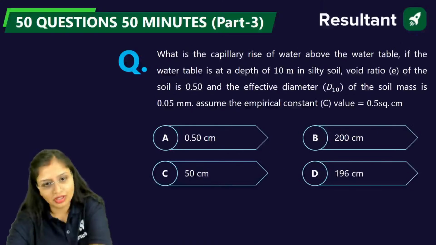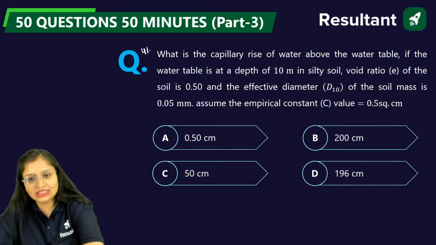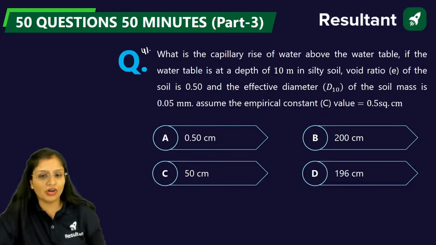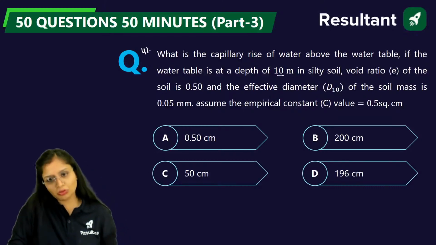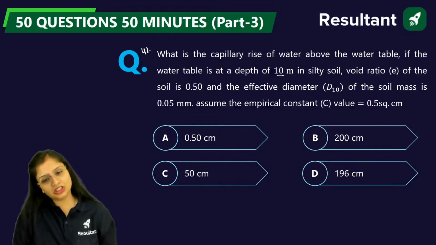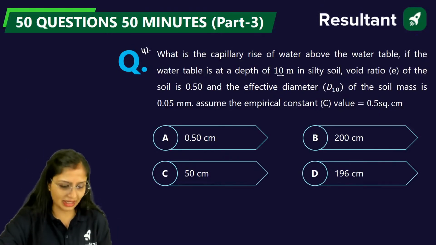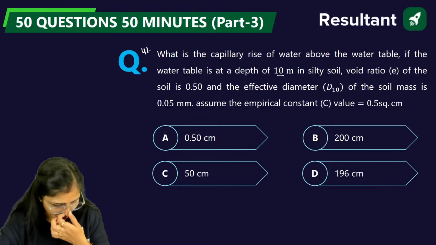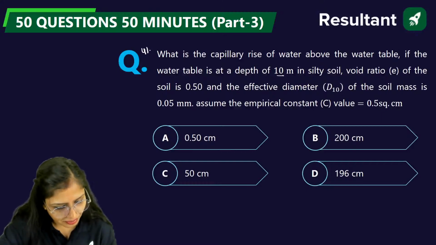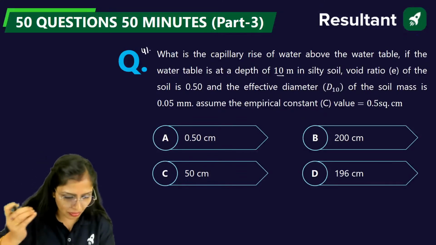Okay, now, last 10 questions. What is the capillary rise of water above the water table? If the water is at a depth of 10 meter, void ratio is 0.50, effective diameter is 0.05 mm, and the empirical constant value is 0.5 square centimeter. Come on. Capillary rise. Height of capillary rise in soils. Direct formula based question.